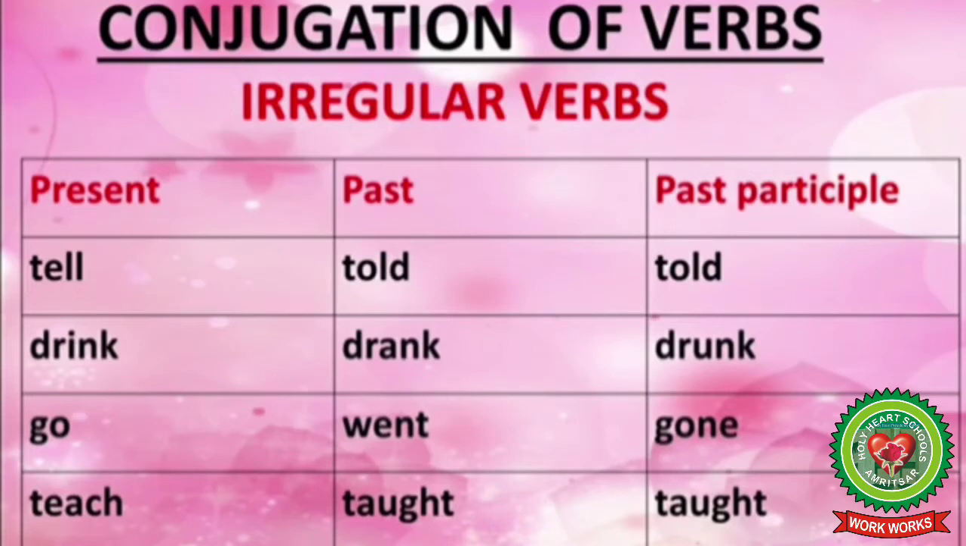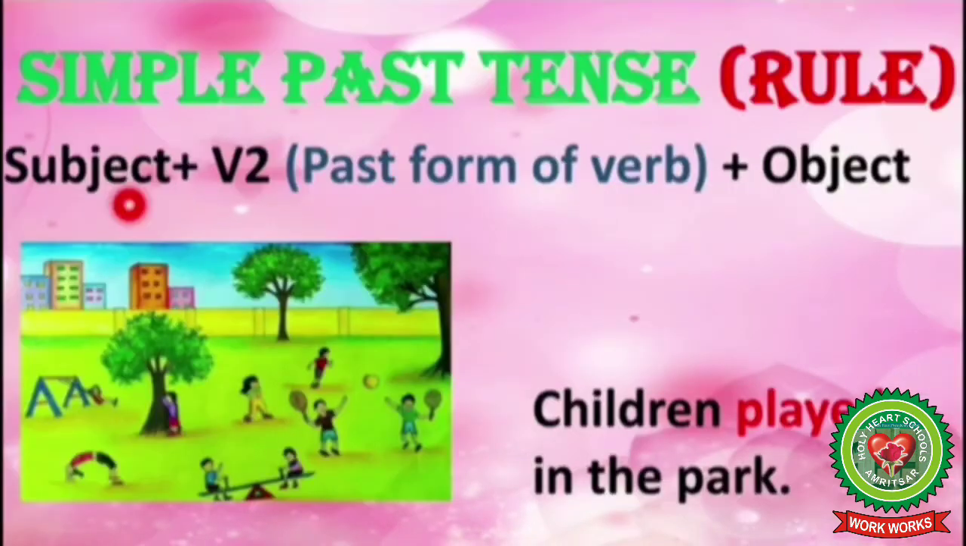Now we will discuss the rule, or you can say the sentence structure of simple past tense. Students, first of all we will write subject, then past form of verb, and then object. Look at this example. Children played in the park.